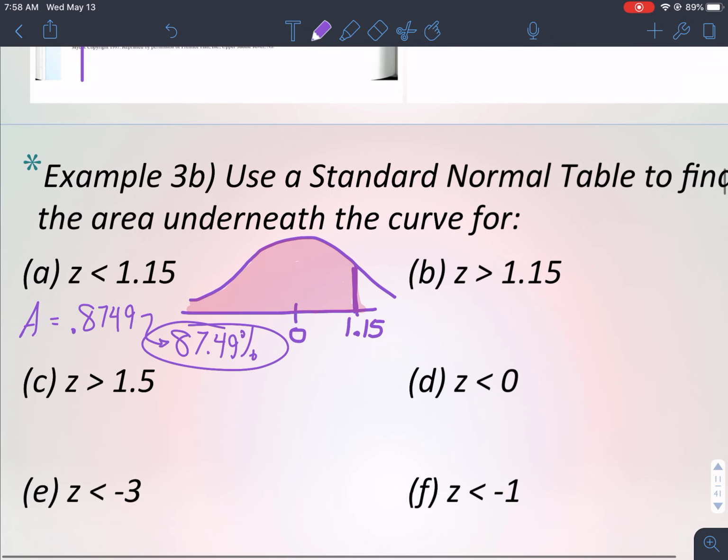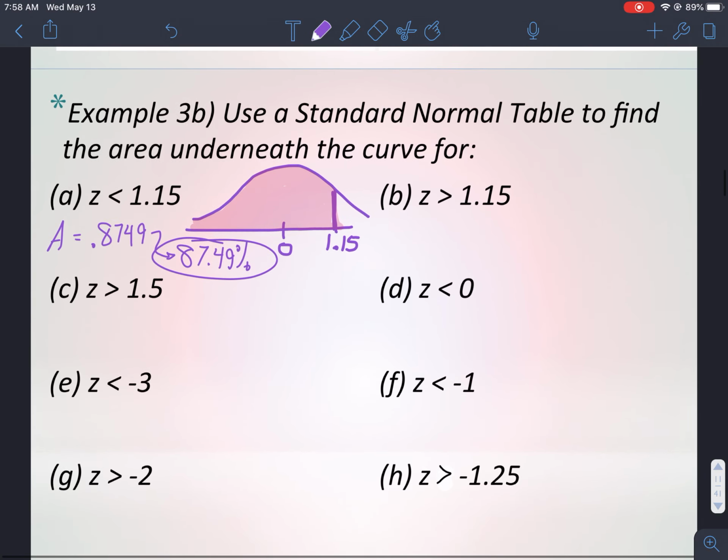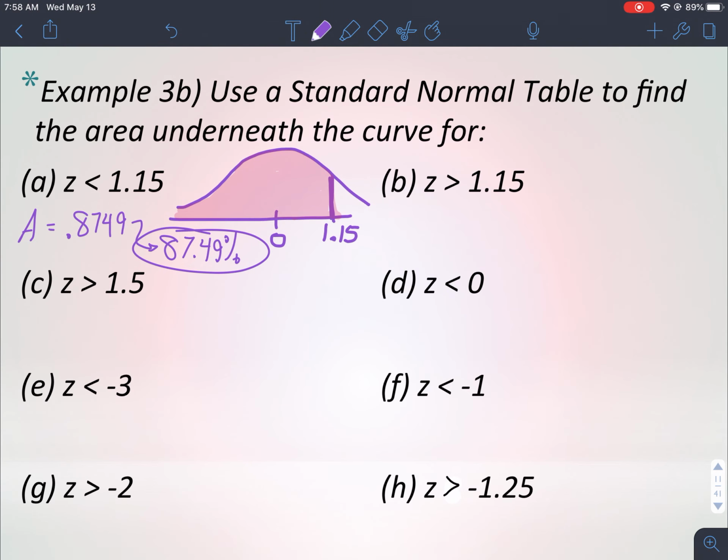Okay, so think about an SAT or a standardized test. 87.49% of the scores would be 1.15 standard deviations and below. Okay?